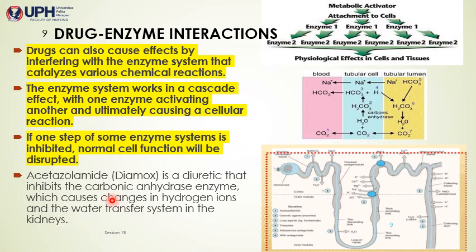Now an example of a medicine is acetazolamide, or Diamox, a diuretic that inhibits the carbonic anhydrase enzyme, which causes changes in hydrogen ions and the water transfer system inside the kidney. Here is the process, and then we put the Diamox over here, so it changes the system of water transferring within the kidney. That's what happens in a drug enzyme interaction.